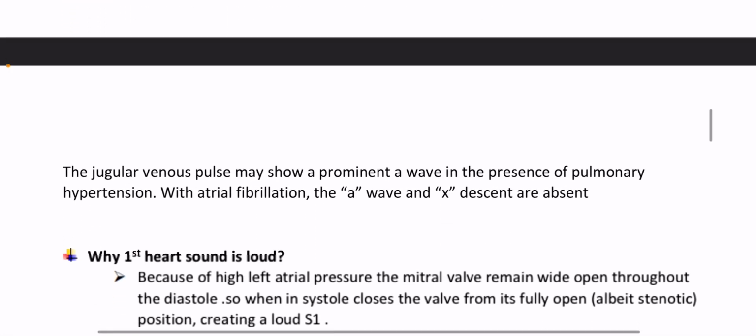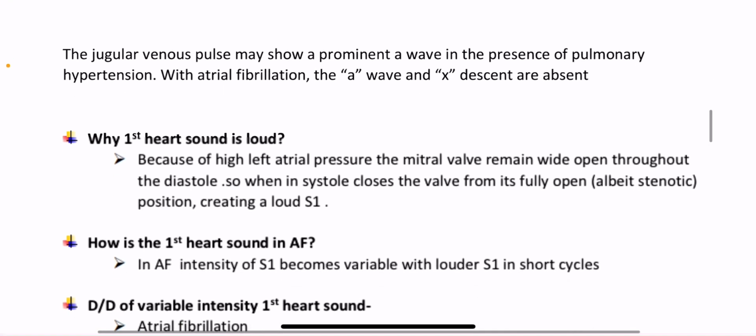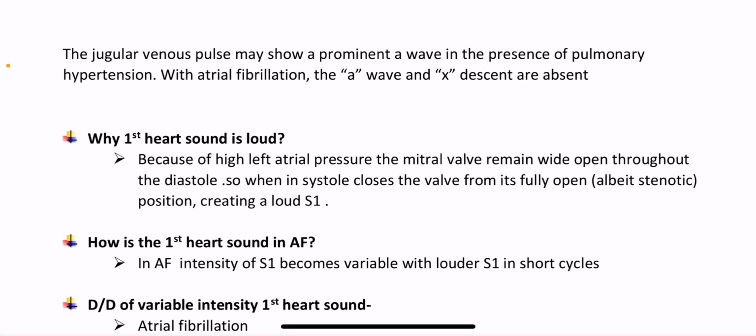JVP. The jugular venous pulse may show a prominent A wave in the presence of pulmonary hypertension. With atrial fibrillation, the A wave and X descent are absent. Why is the first heart sound loud? Because of high left atrial pressure, the mitral valve remains wide open throughout diastole. So when in systole it closes the valve from its fully open, albeit stenotic, position, it creates a loud first heart sound.